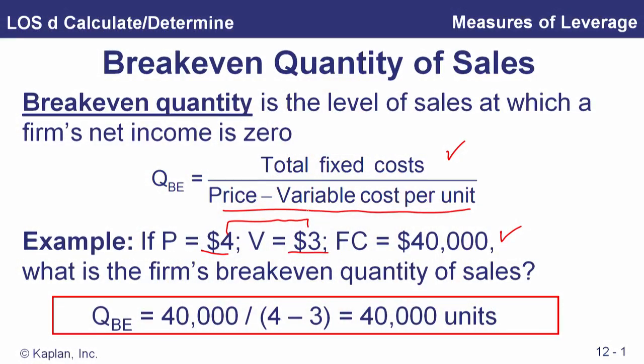We take what we call that contribution margin, price minus variable cost per unit, and just divide that into total fixed costs. How many units do we have to sell to just cover our fixed costs? So that's why it's break-even. We've just covered our fixed costs, and we've covered our variable costs. So we're break-even.